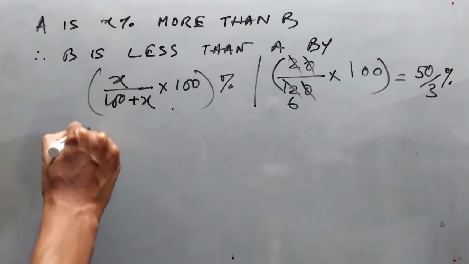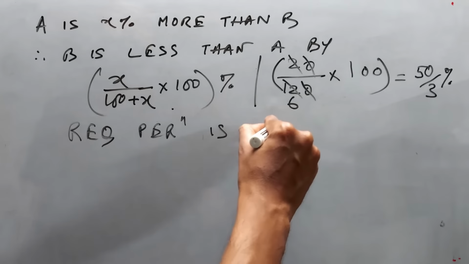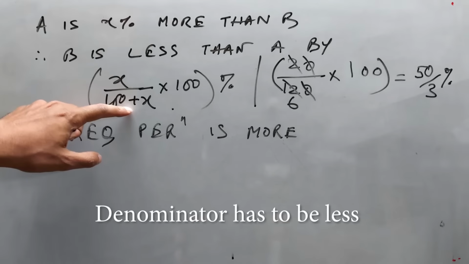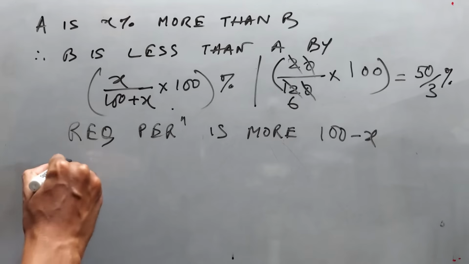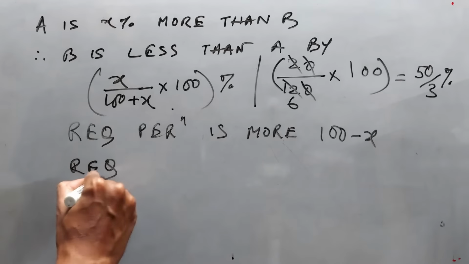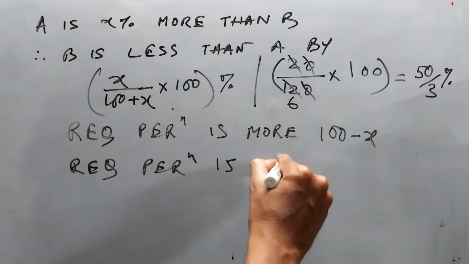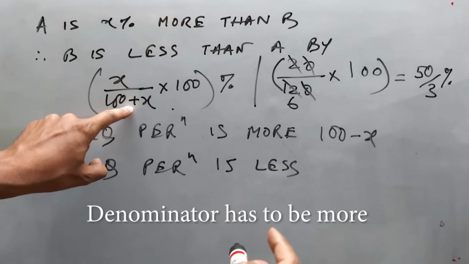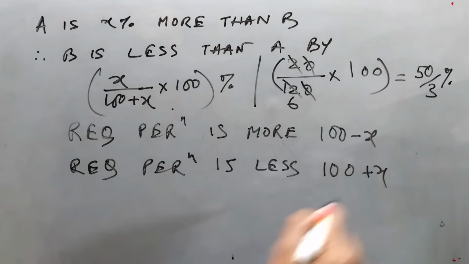The same note I would like to add here. If the required percentage is more, that means the denominator has to be less. So 100 minus x. Same way, if the required percentage is less, it means the denominator has to be more. That means use 100 plus x. Simple. That's it.